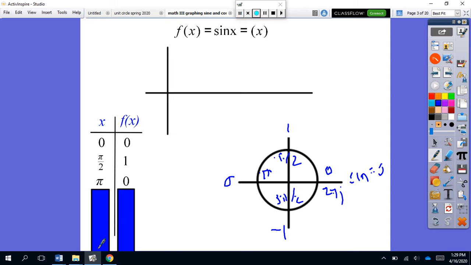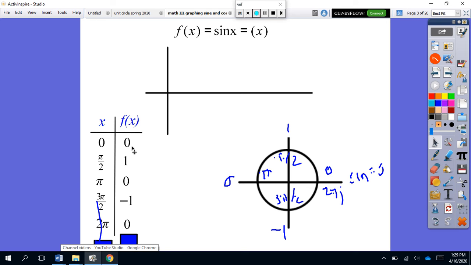So as we keep filling in our chart, at 3 pi over 2, the sine is -1. And then back at 2 pi, the sine is 0 again. So it kind of goes in a pattern. It's 0, and then it goes up to 1, then back to 0, down to -1, back to 0. That's one period of this sine function.